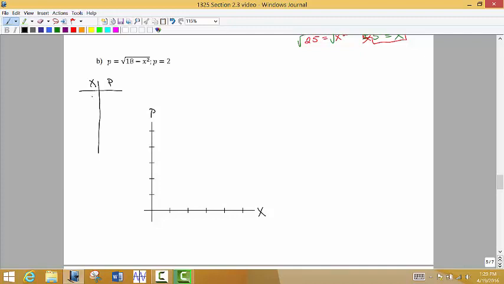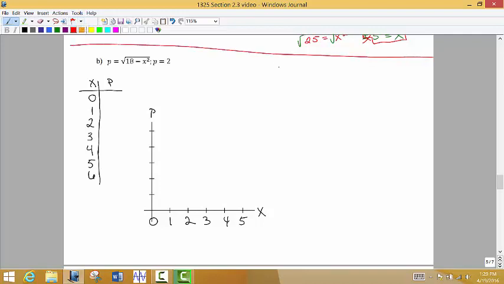And X can't be negative, so the smallest value that we can plug in would be 0. And I'm going to go up from there. So I'm going to label 1, 2, 3, 4, 5, and so on. And let's find out what these values give us. So let's plug in. P is equal to the square root of 18 minus X squared. So remember, once again, the negative is not included as part of the squaring.